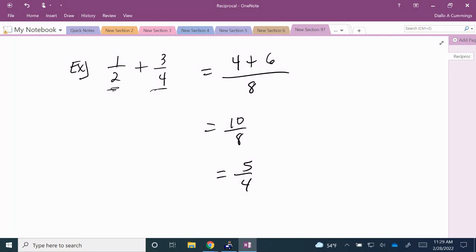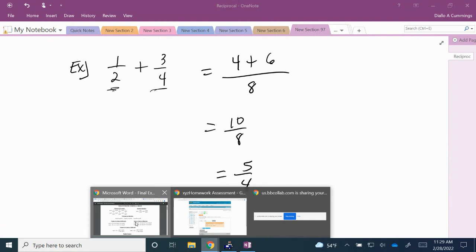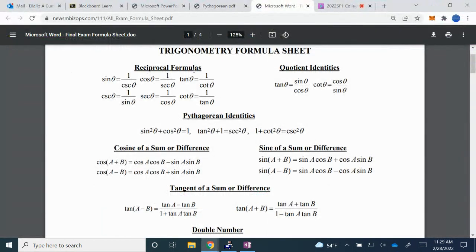All right, I'm going to go back to the formula sheet. We've talked about the reciprocal formulas and the quotient identities, and keep in mind that the powers do follow. Now we're going to talk about the Pythagorean identities. Notice that we have sine squared theta plus cosine squared theta is equal to 1. Tangent squared theta plus 1 equal to secant squared theta. And then we have 1 plus cotangent squared theta is equal to cosecant squared theta.